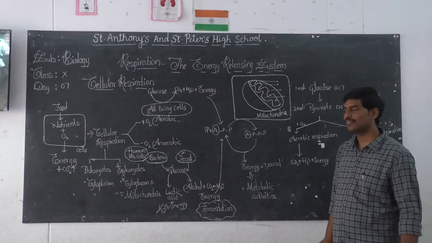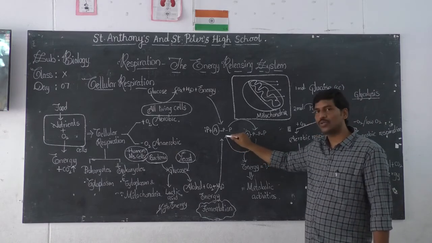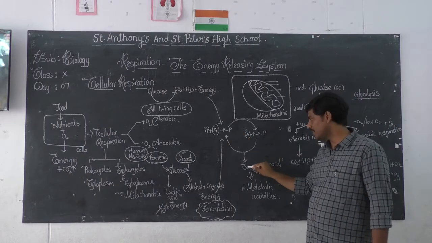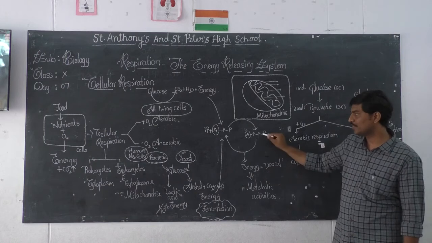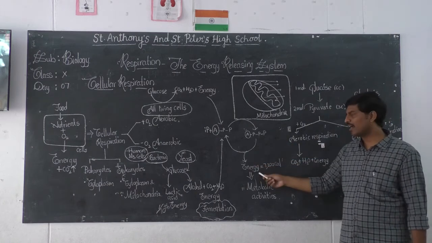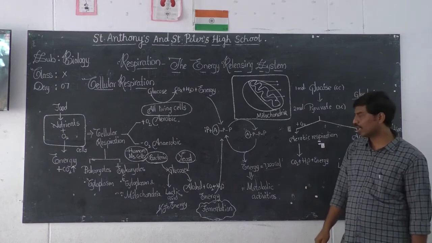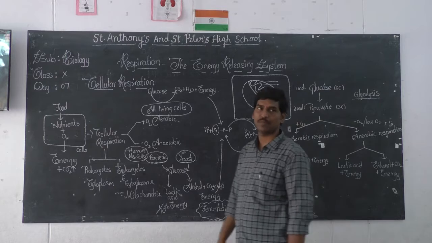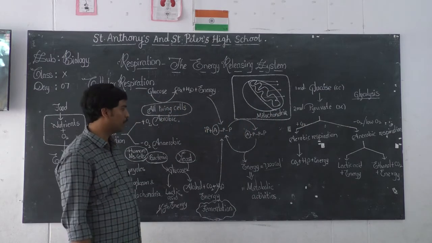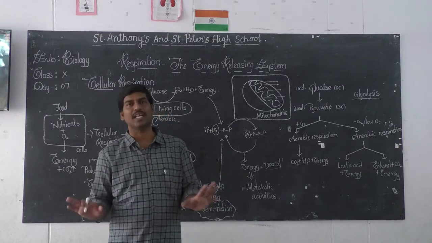Whenever the cell requires energy, this ATP is broken down to ADP, and energy is liberated. That energy stored in the terminal phosphate is liberated, and almost one ATP molecule will produce 7,200 calories of energy. How much energy? 7,200 calories of energy is produced, and this energy is utilized for various metabolic activities.